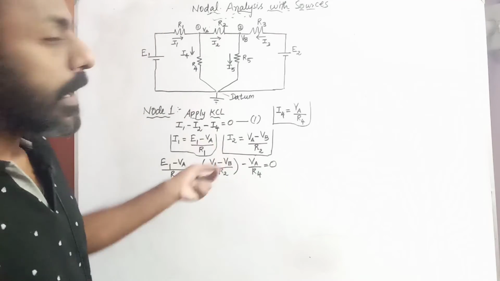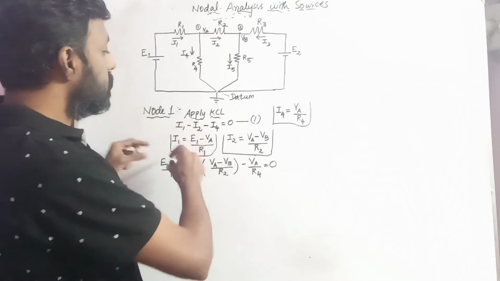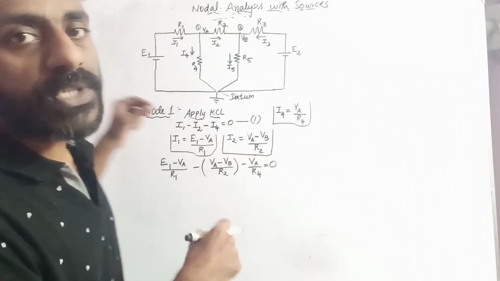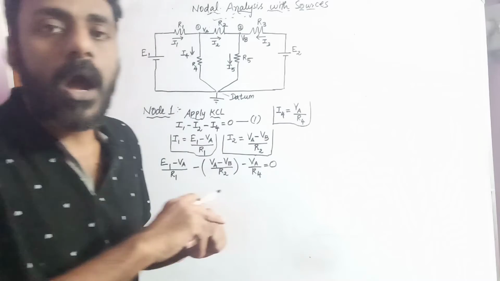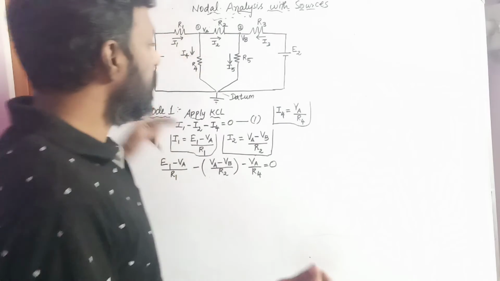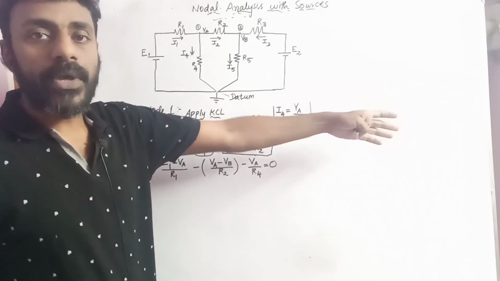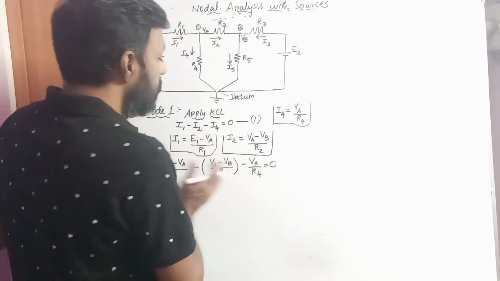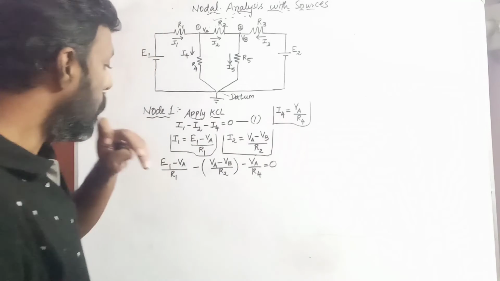As per the current law, the current law states that the sum of the current entering the junction is equal to the sum of the current moving out of the junction. Sum of incoming current is equal to sum of outgoing current. So based on that, I am equating this to 0.